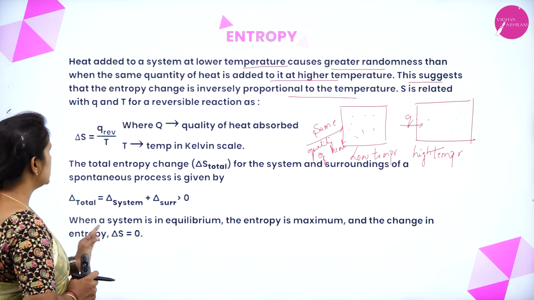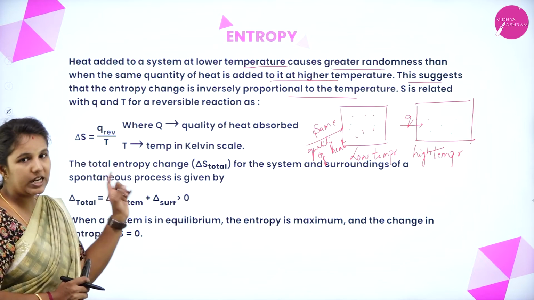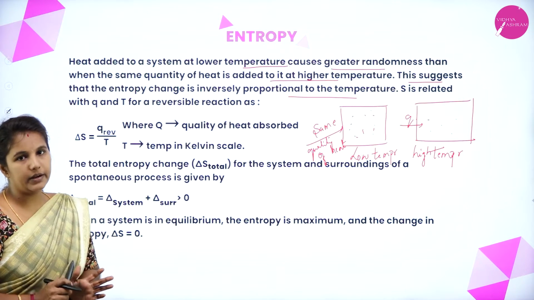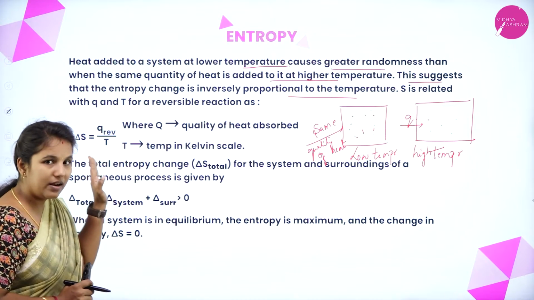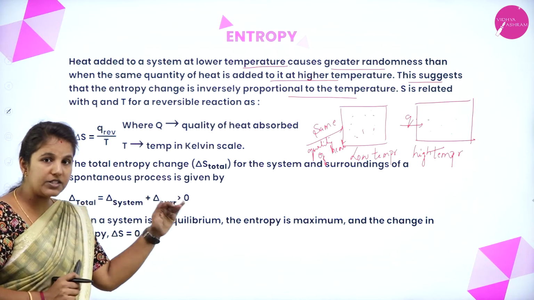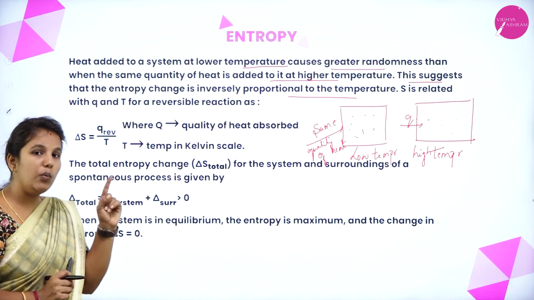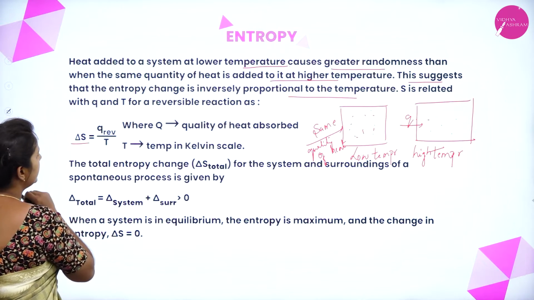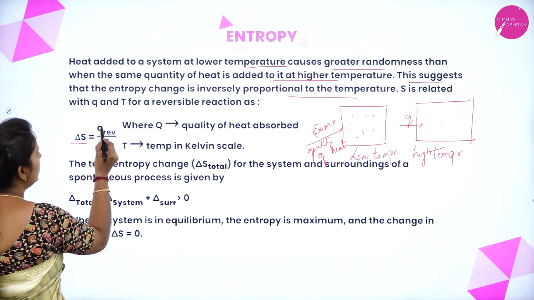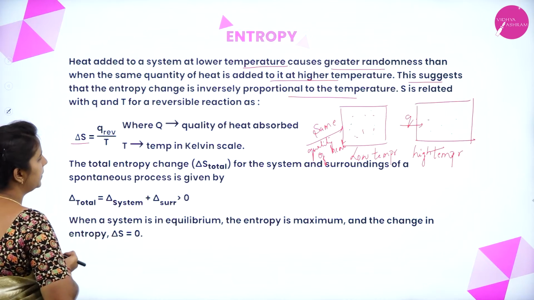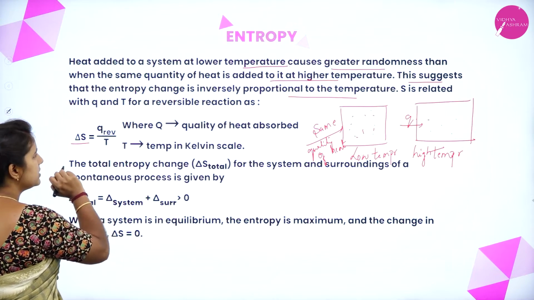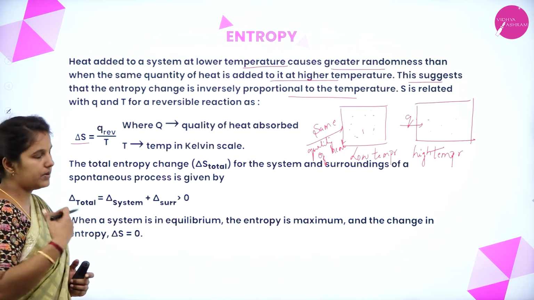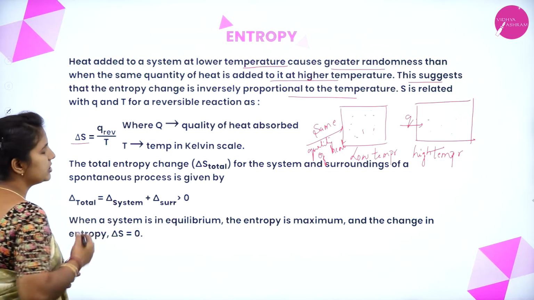So this suggests that the entropy change in a system is inversely proportional to the temperature, and this relationship of the temperature and the heat with the entropy is given by the equation: change in entropy equals Q reversible divided by T. What does Q reversible stand for? It is the quantity of heat supplied in the reversible process, whereas the temperature is expressed in the Kelvin scale.